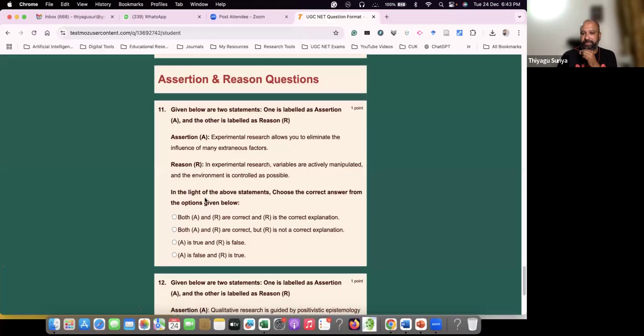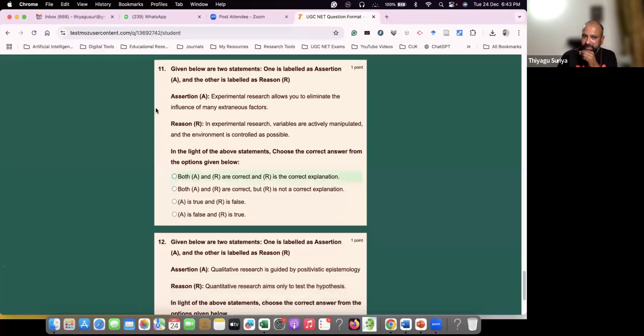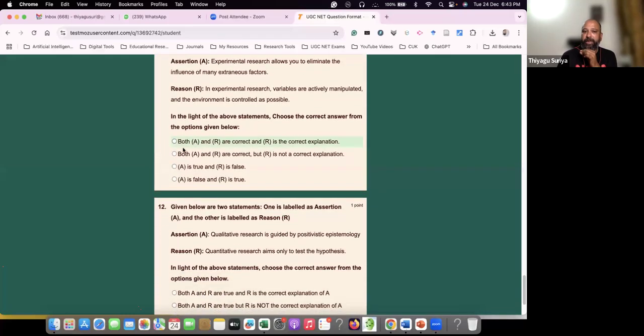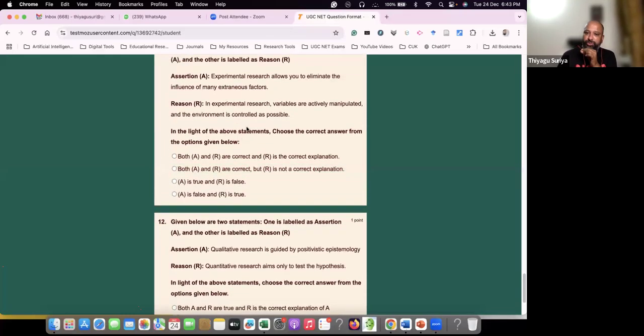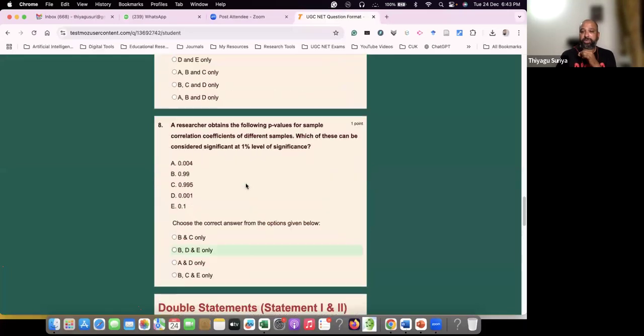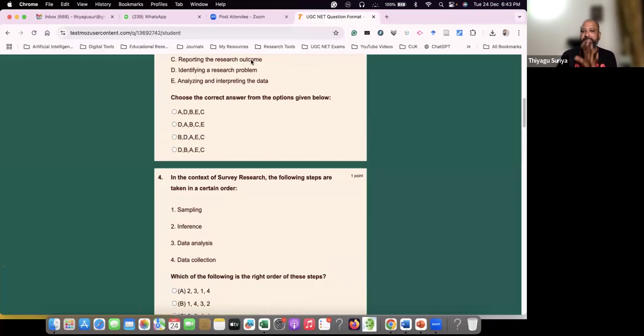Okay. Assertion and reason questions. There is the assertion, then the reason. We need to identify whether the assertion is true and, in parallel, whether the reason is the correct explanation of the assertion. This is the way we need to identify. Hope you are getting the different types of questions. There are 6 types of questions as part of the UGC.